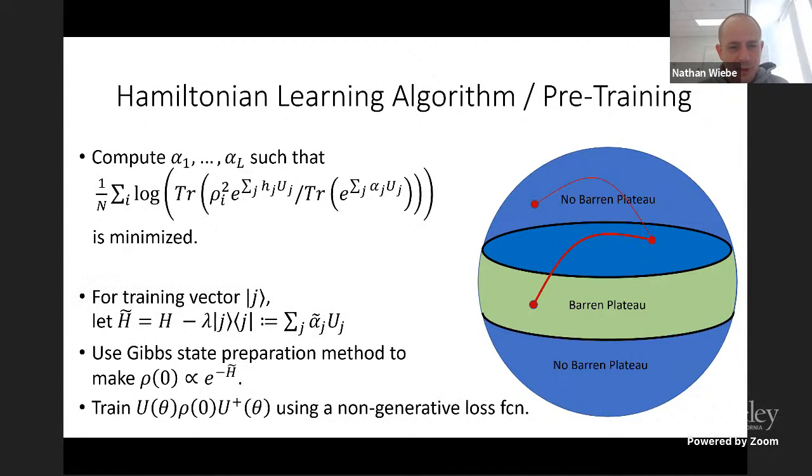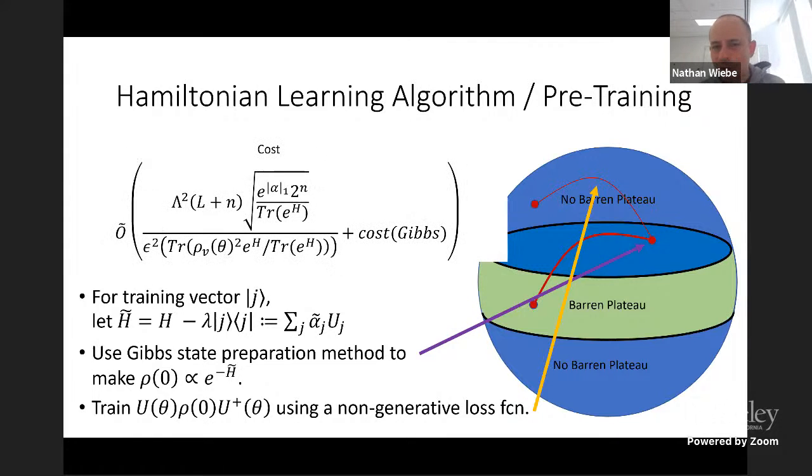But in any case, this is the idea for it. And then those are the different parts of the optimization process that would be handled by these steps. And when you go through it, the cost of this whole protocol ends up scaling like this, where capital lambda is the Lipschitz constant, L is the number of terms that you end up having, N is the number of neurons in your system, and the rest of it ends up depending on the properties of the Gibbs state that you're trying to prepare.